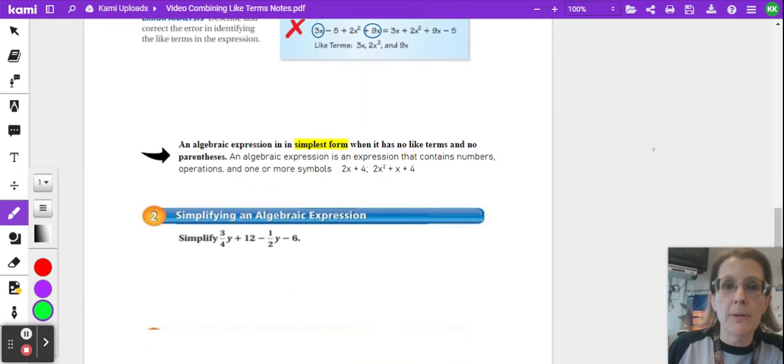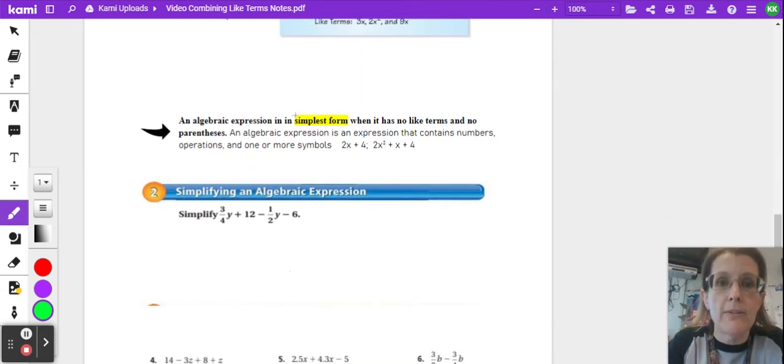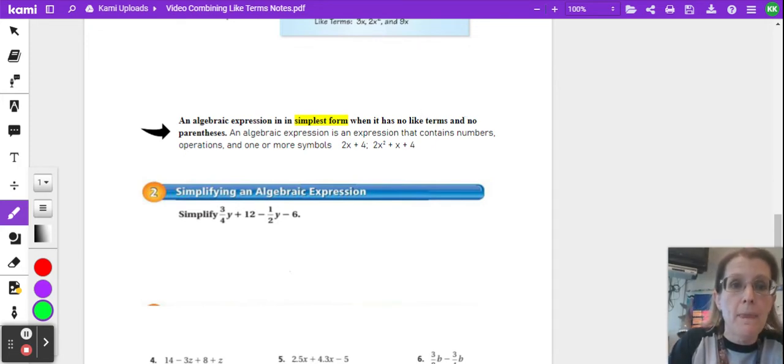Now try the error analysis question and check your answer with the Edpuzzle. You may hear the word simplest form. So an algebraic expression is in its simplest form when there are no more like terms because you've put them together and there are no parentheses.